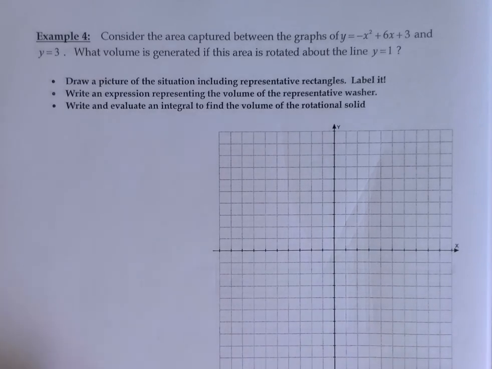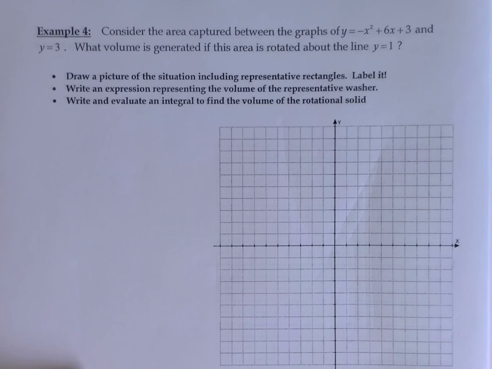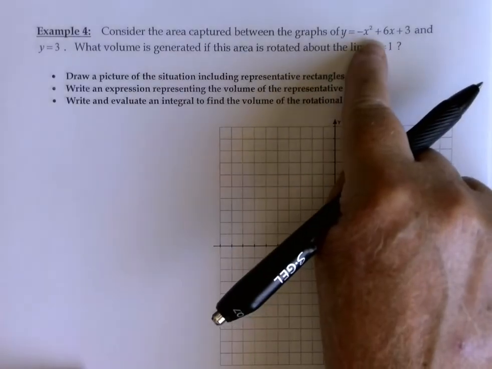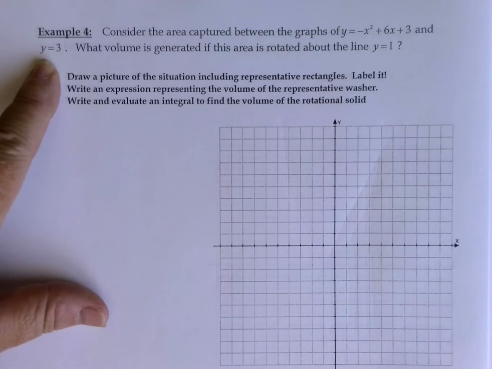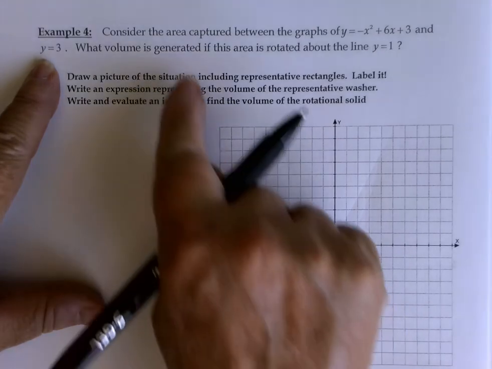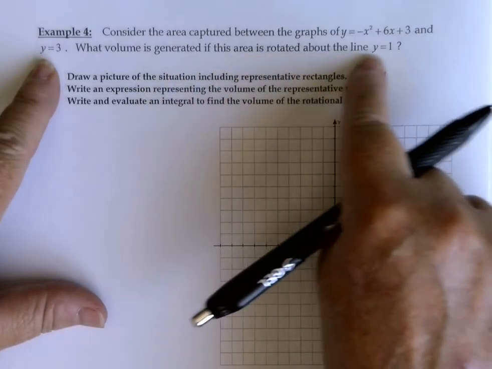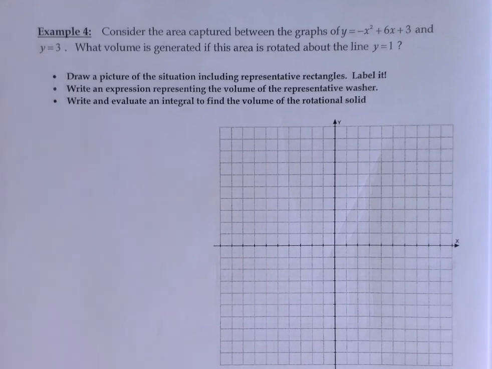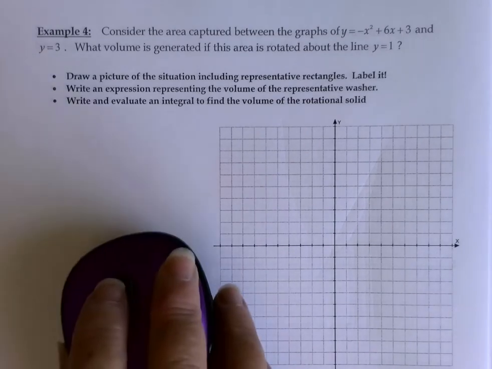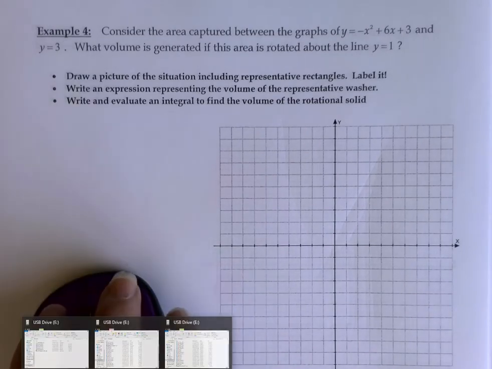In example 4, we want to look at the area that's captured between the graph of this upside down parabola and the line y equals 3. And we'd like to generate a volume by rotating around the line y equals 1. This one, it probably would be helpful to have a calculator or computer graph for. It's probably a little easier for you to see it if I do it on Desmos, but again, you can do this on your calculator as well.